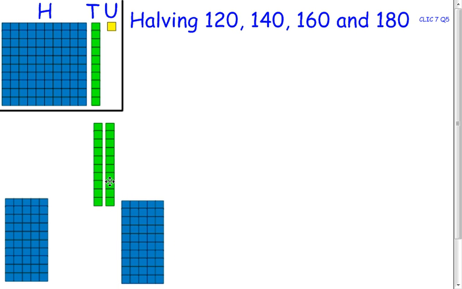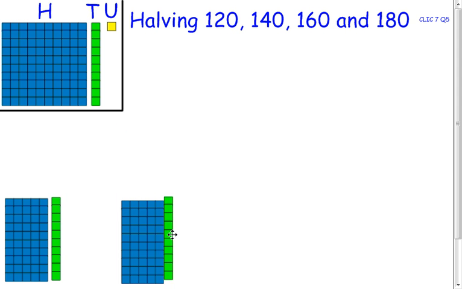Now we've got the two tens left. So that's 20. What's half of 20? 10. So I'm going to put a 10 there, and I'm going to put a 10 there. What did I start off with? 120. And what is half of 120? I've got a 50 and a 10, which gives me 60. Well done. So half of 120 is 60.